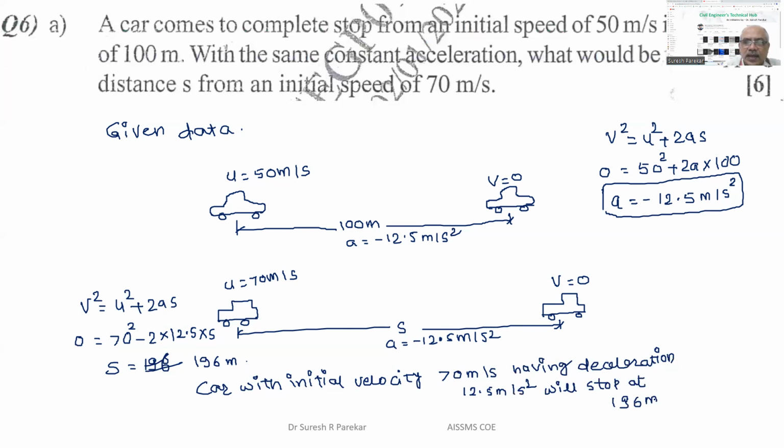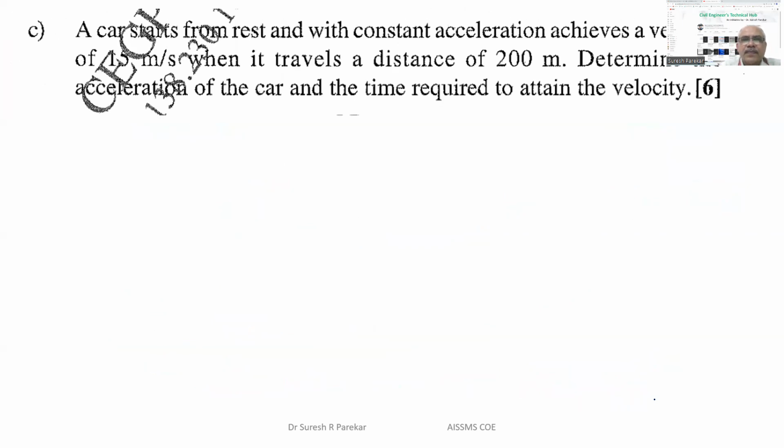So likewise, we have to go through the problems. Now this problem was actually asked in 2022. I have considered that also over here. A car starts from rest and with constant acceleration achieves a velocity of 15 meter per second.